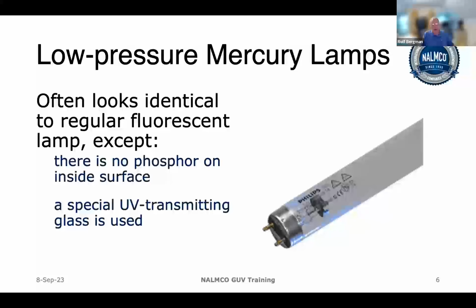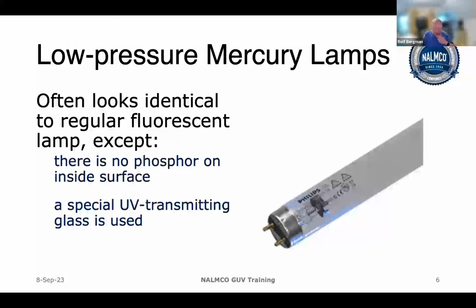Now, low pressure mercury lamps look identical to regular fluorescent lamps. There's a picture here of a Philips T8 lamp. The difference between the fluorescent and the low pressure mercury lamps used in the UV is that there's no phosphor on the inside surface. The phosphor actually does the converting of the 254 line, which is a major emission line, and creates visible light.